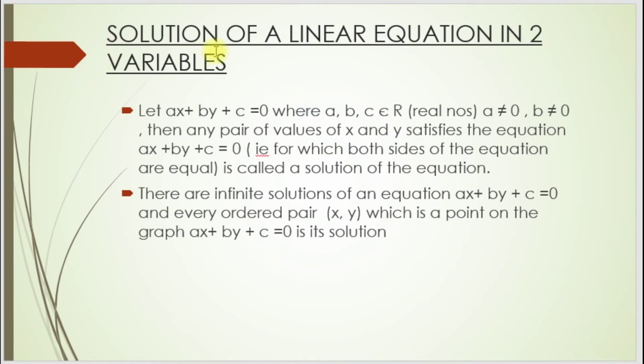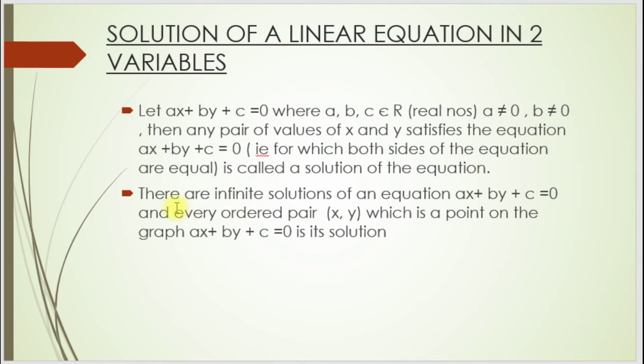Then, solutions of a linear equation in two variables. Let ax plus by plus c is equal to 0, where a, b, c are elements of real numbers, a not equal to 0 and b not equal to 0. Then any pair of values of x and y that satisfies the equation ax plus by plus c is equal to 0, that is, for which both sides of the equation are equal, is called a solution of the equation.